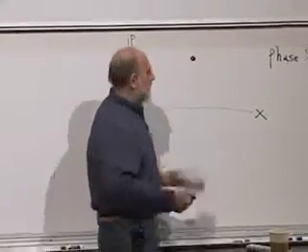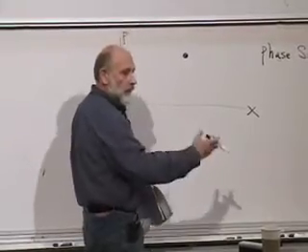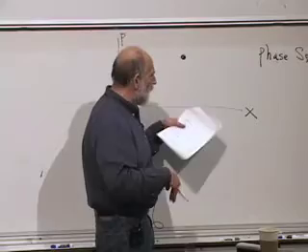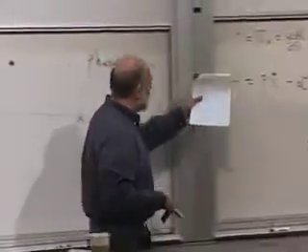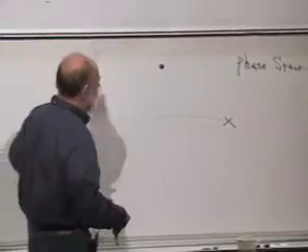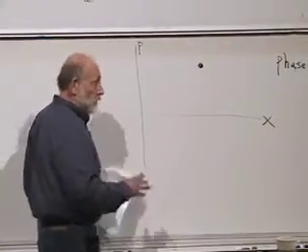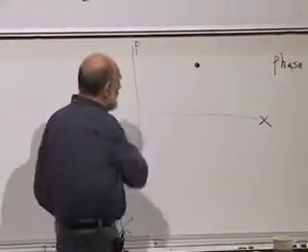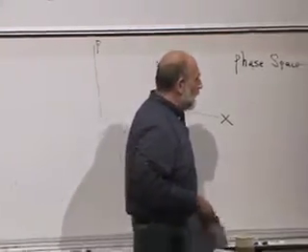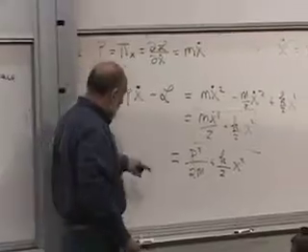What happens next? The system starts to move. It changes both its x's and its p's. In this case, there's only one x and one p. The velocity changes, the position changes. The system moves in the phase space. How does it move in the phase space? Can we track its trajectory as it moves through phase space? Well, first of all, we know that energy is conserved.